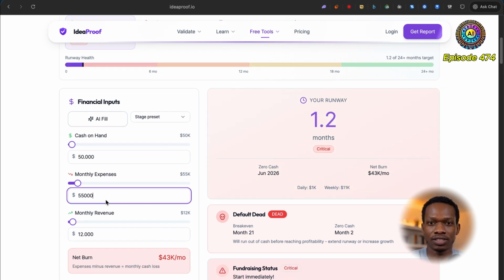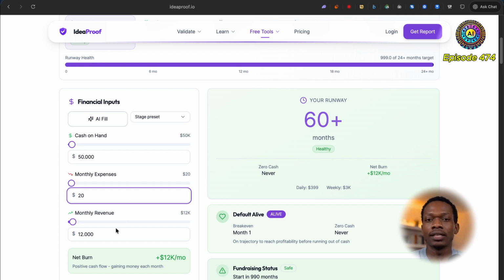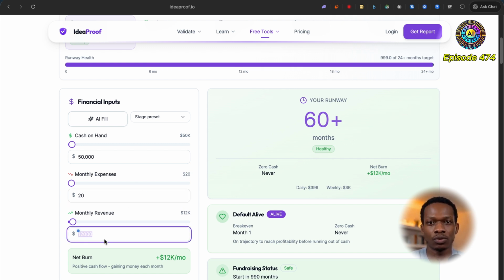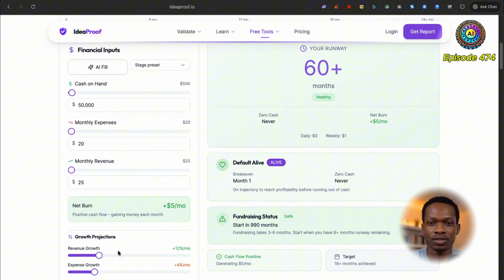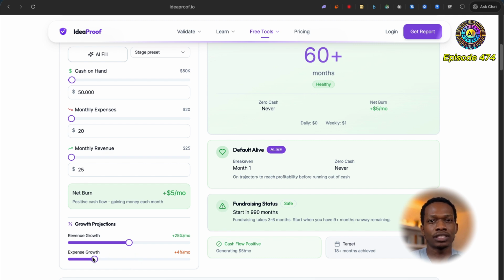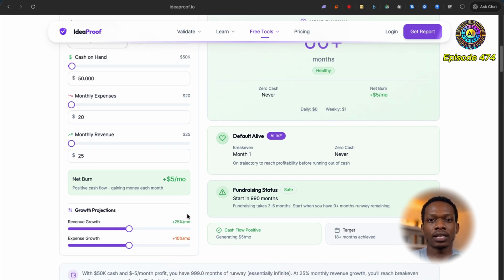Let's say monthly expenses are about 20k, and for example, monthly revenue about 25. So you can see here your net burn is actually positive, by which I mean you have positive cash flow, and you can actually start tweaking these growth projections. So let's say you're expected to go 25% month on month, and let's say your expenses are going to grow about 10% each month. Then you can actually set that.